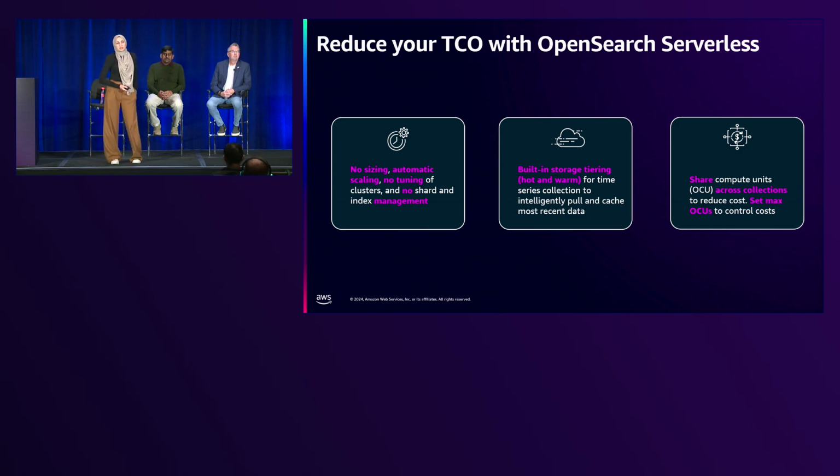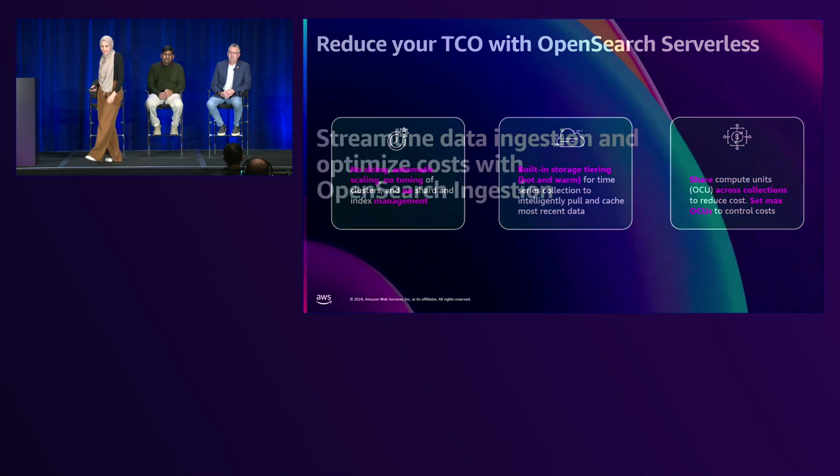Also, OpenSearch Serverless will automatically scale up and down to handle your workload spikes, and it can scale up to 500 OCUs for your indexing and for search, so it's important to set the maximum of OCUs per account. And of course, you can also reduce the cost further by sharing the OCUs, or compute units, between different collections.